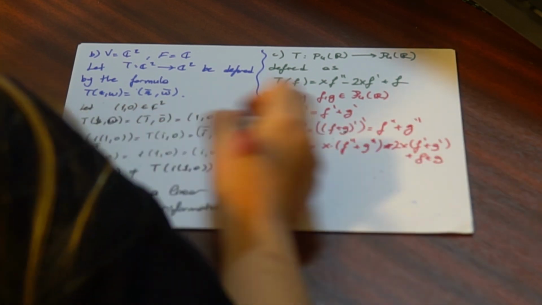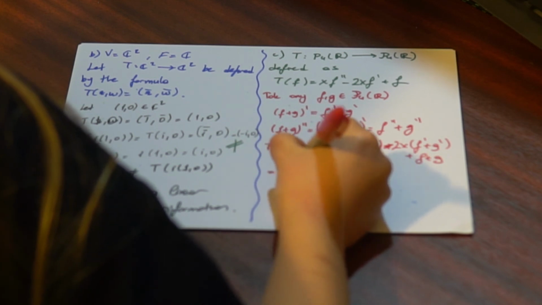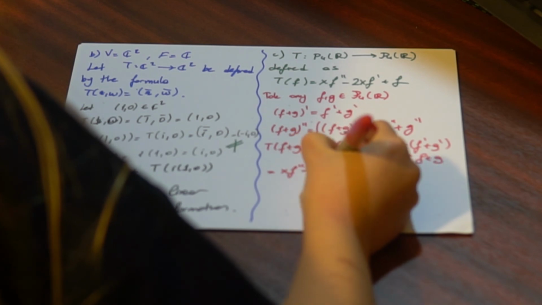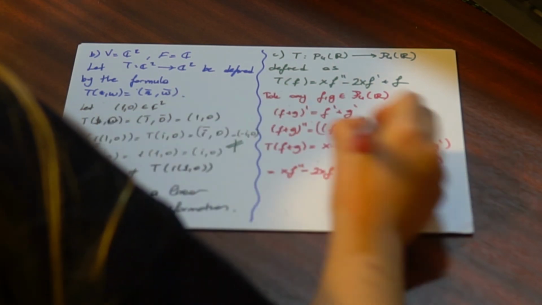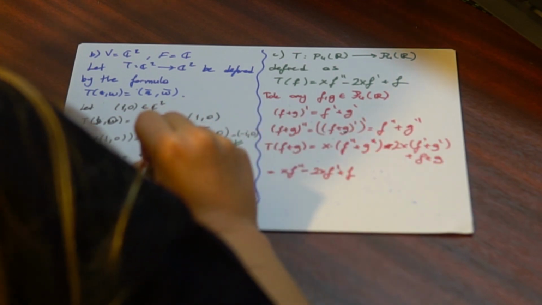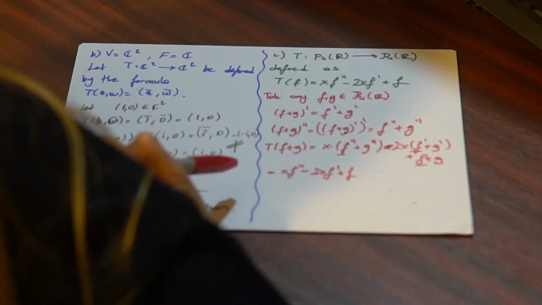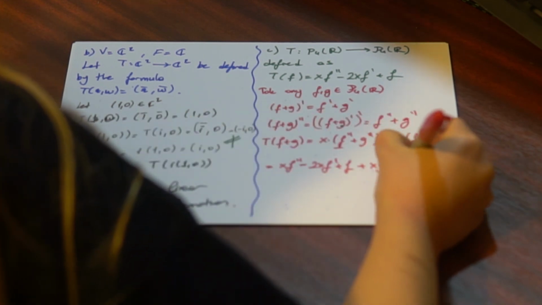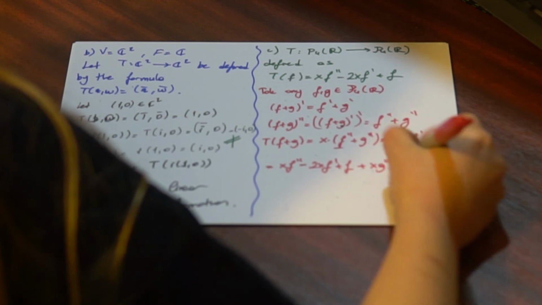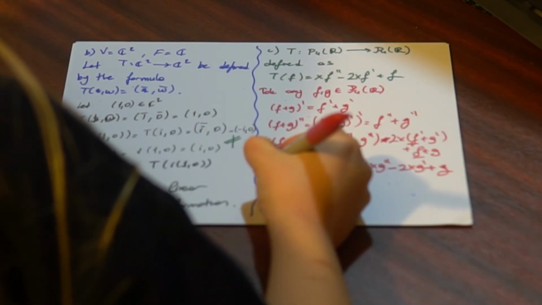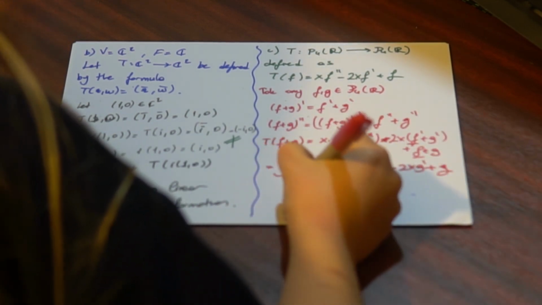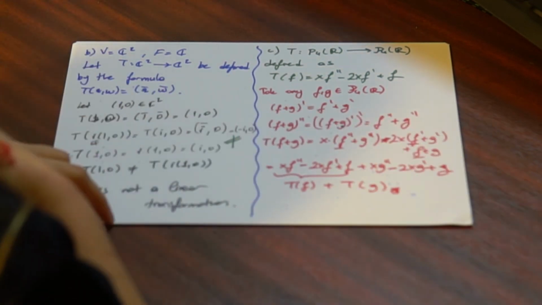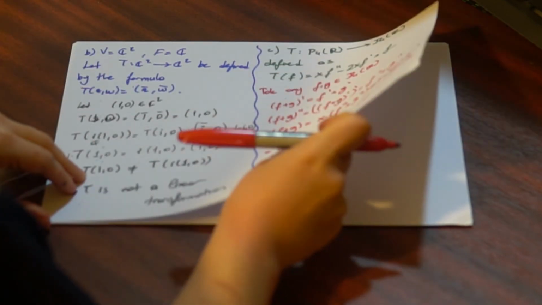So this is equal to x times the second derivative of f, minus 2x times the first derivative of f, plus f. We have this one, and also we have x times the second derivative of g, minus 2x times the first derivative of g, plus g. So this is T f and this is T g. So the first property is okay. Now we need to show the second property.